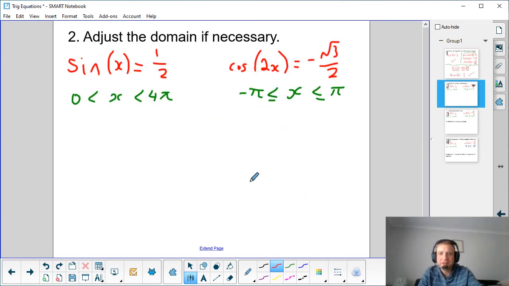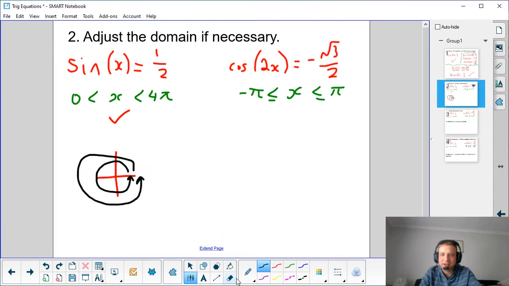Step 2, the thing that we worry about next is the domain, because trig goes forever. Trig equations go forever unless otherwise specified. So we don't want infinite answers. We just want answers from a set domain. So every question will come with a given domain or ask for a certain number of answers. So in this one, the domain is fine. It's saying that we're going to go from 0 to 4 pi, which means, if you remember our unit circle, that we're going to be spinning around, finding solutions from 2 different laps. So that one's good to go. It doesn't need to be adjusted.